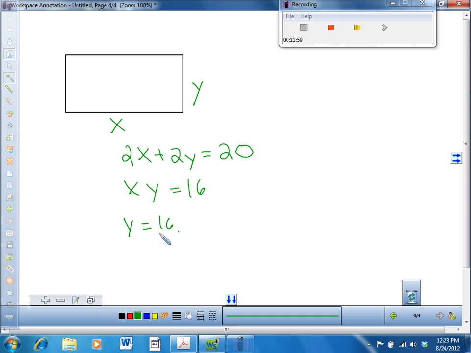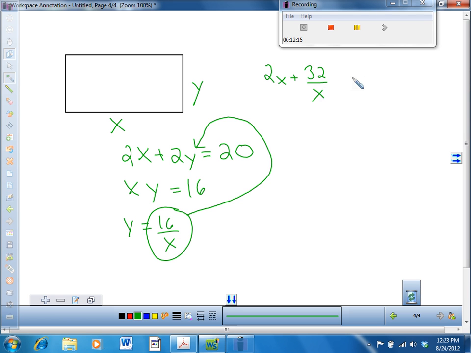So y equals 16 over x. And then what you do is you take that and you put it in there. When I do that, I have 2x plus 2 times 16, which is 32 over x, equals 20. See what I have now? Now what do I do? How do I get rid of this x on the bottom? Multiply everything by x. And when I do that, I get 2x squared plus 32 equals 20x.